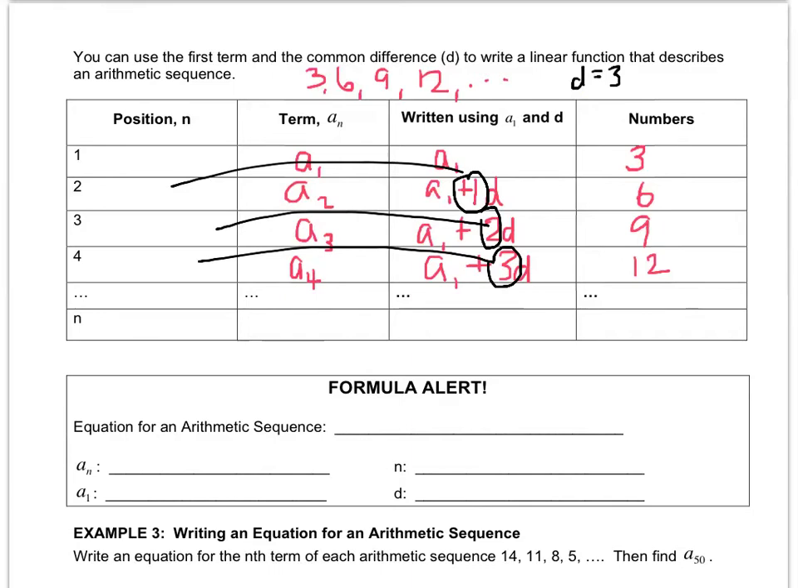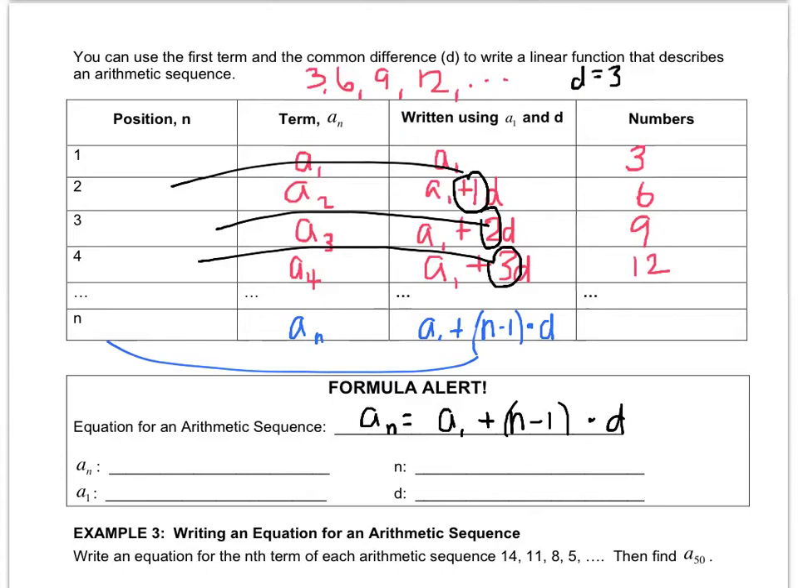The coefficient of the differences is 1 fewer than the position. So if I want to find a sub n, it's a1 plus 1 less than the position, times the difference. And that will give me any random term that I want. So let's fill that in where it says the equation for an arithmetic sequence. So a sub n equals a sub 1 plus n minus 1 times the difference.